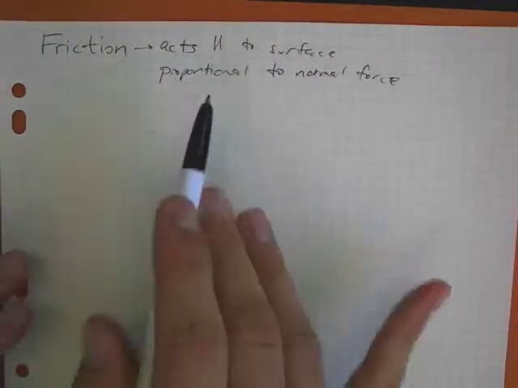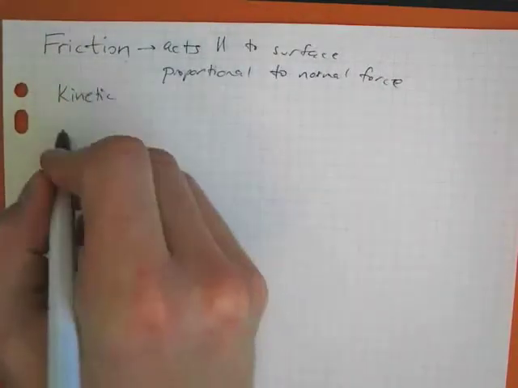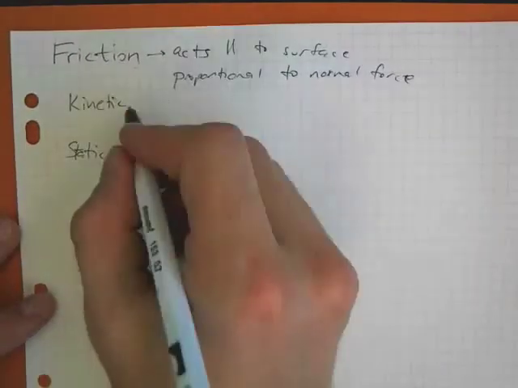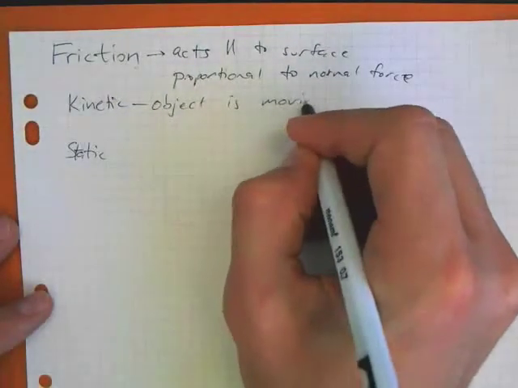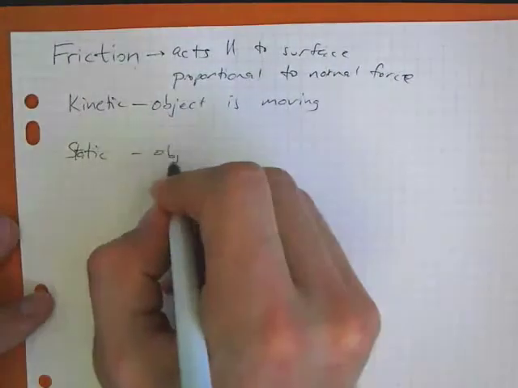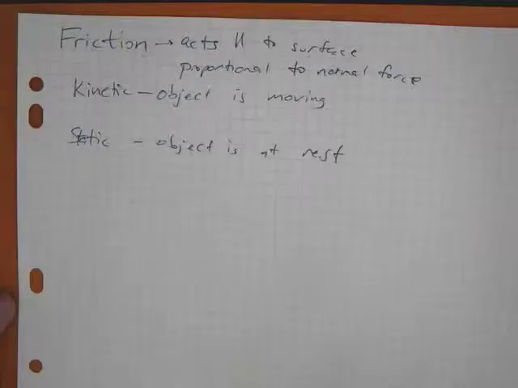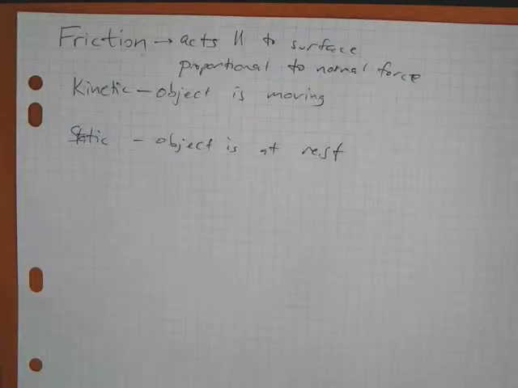There are two types of friction. There's kinetic friction and there's static friction. Kinetic is when your object is moving, and static acts when your object is at rest. You may have noticed, especially for bigger objects, that if you push on them but you don't push hard enough, they're not going to move. The reason that happens is because of static friction. When you apply a force, there's a static frictional force that balances that out.